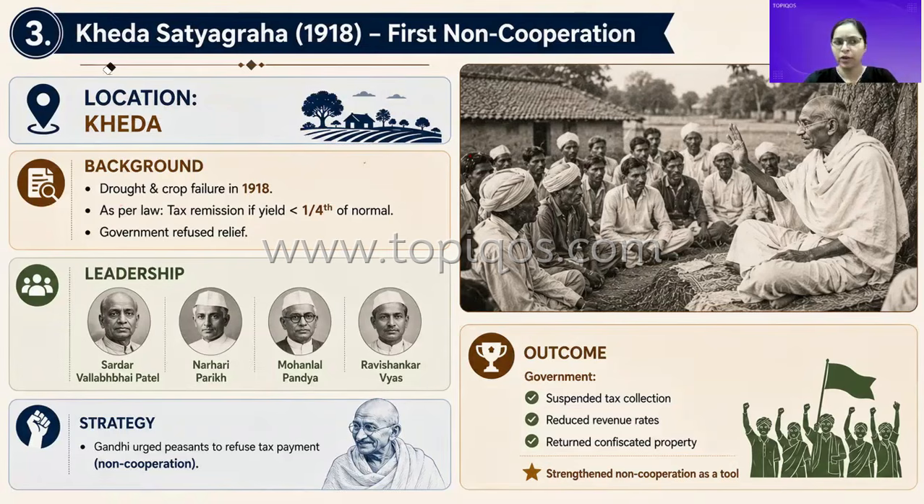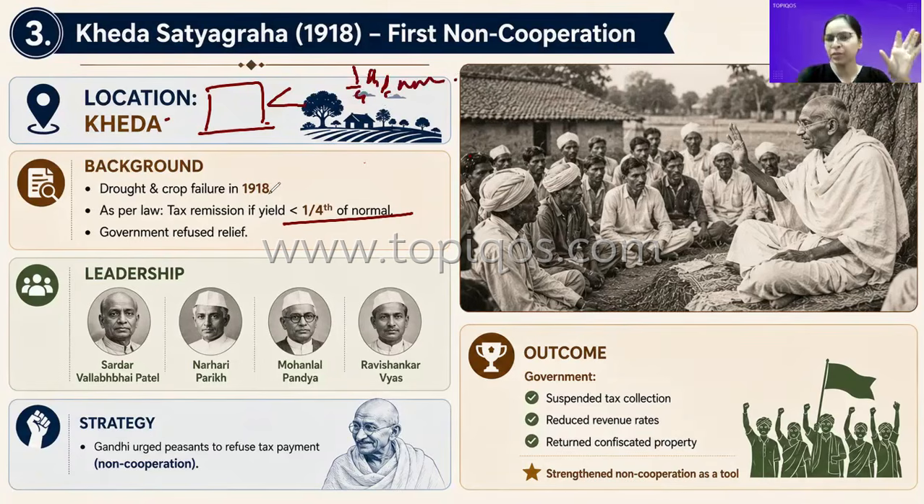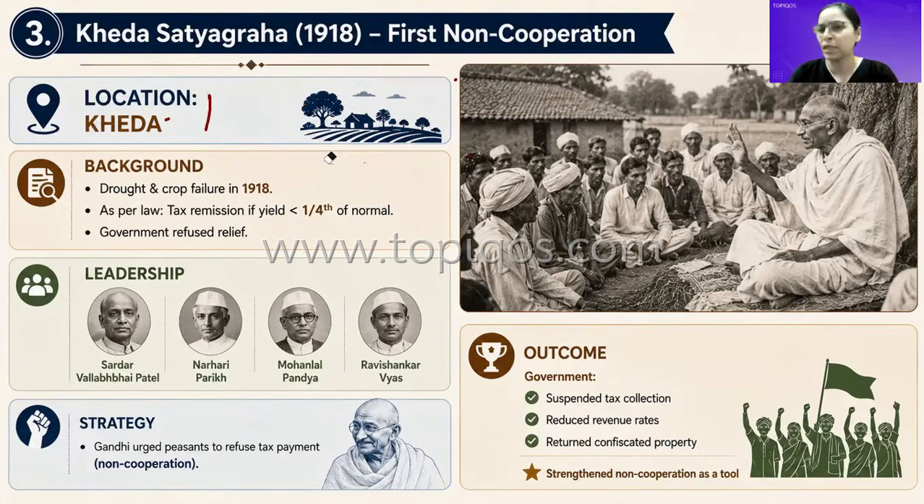As per the law, if in any particular year your crop yield is less than one fourth of the normal, less than 25% of your normal, then the government will give you relief in land revenue payment. In spite of the droughts and the crop failure, the yield failed miserably. It was less than one fourth of the normal. So actually they were entitled to remission of the land revenue, but the government refused to do so. So finally they decided, let's meet Gandhi.